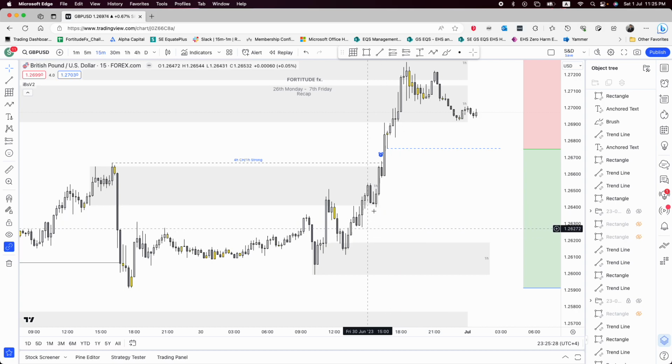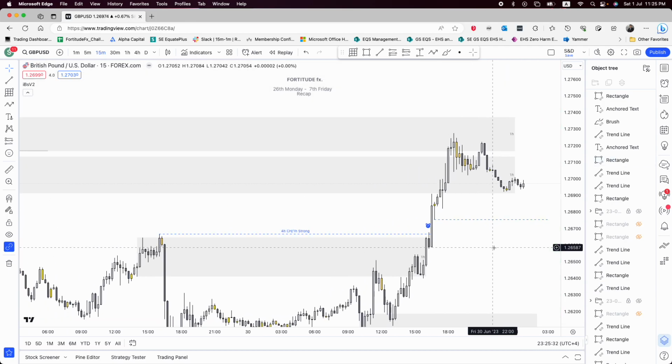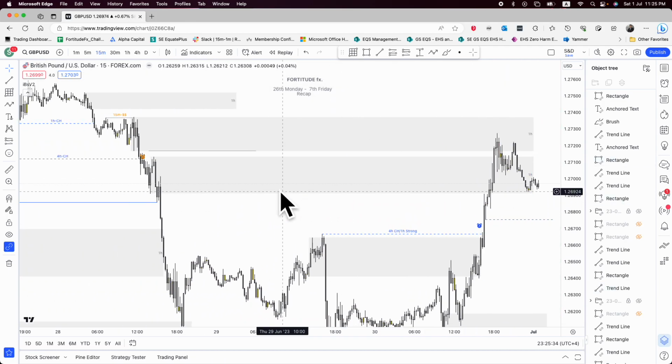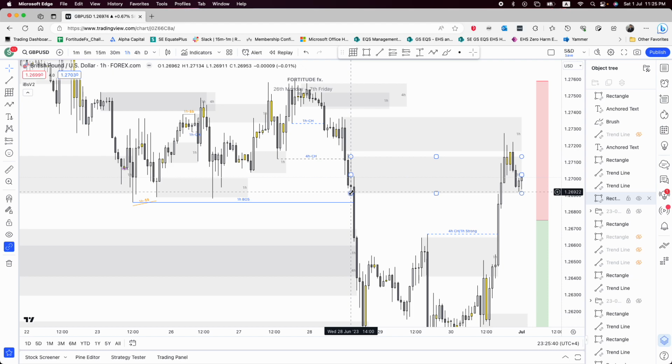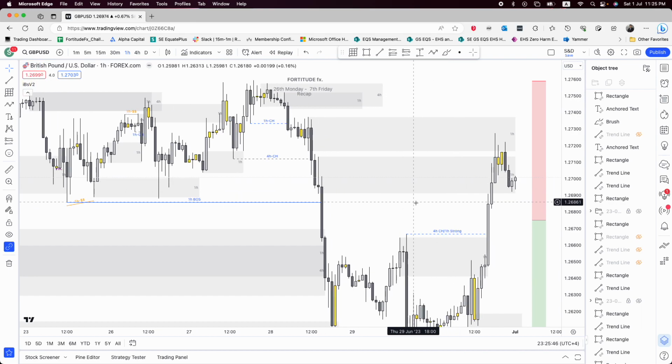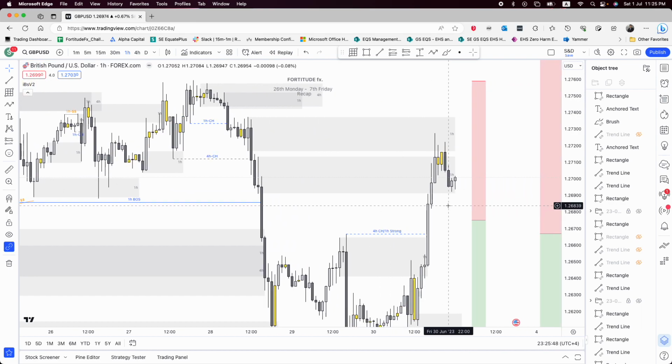And then we had that pullback, we had the structure break, and then we also had a 4H chalk. Now, why did I have this zone marked? Because it was a zone of interest for me. There was this big wick here. I wanted to include that entire candle to see what happens, how price reacts. I would typically mark these zones, right? And the reason for that is not because I want to immediately get involved as soon as it hits that zone. I want to see how price develops within those zones.